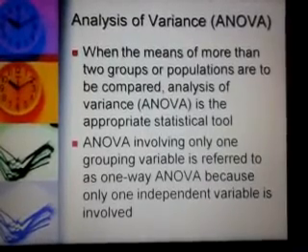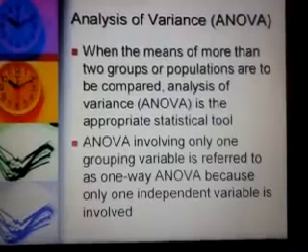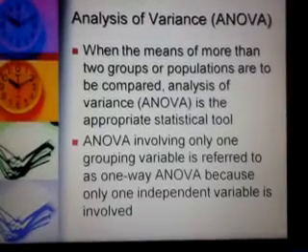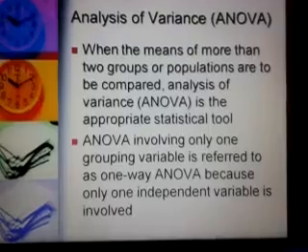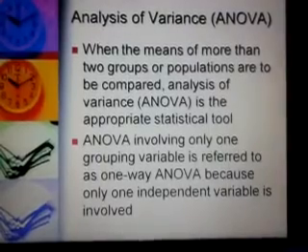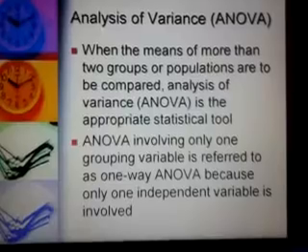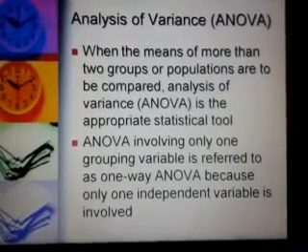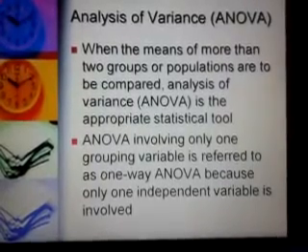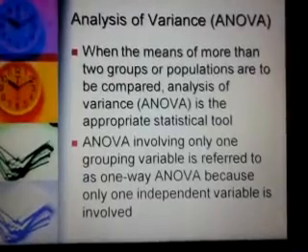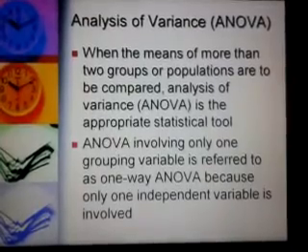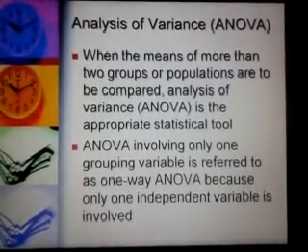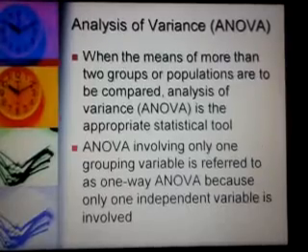We are taking more than two groups: promotion low, promotion medium, promotion high. So three groups, but only one variable. Independent is promotion and dependent is sales. Because one independent variable is there, that is why we are calling it one-way ANOVA. And why is ANOVA being used? Because we are examining more than two groups or populations.